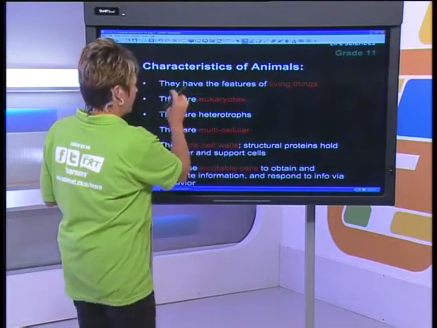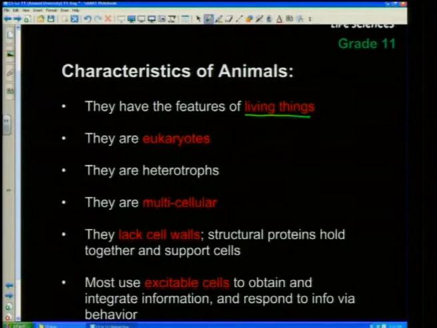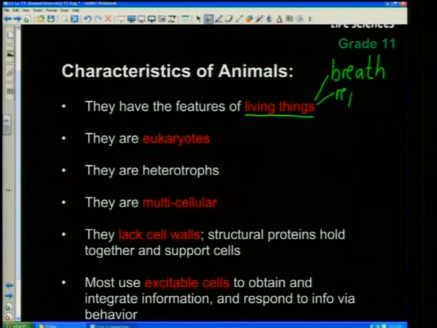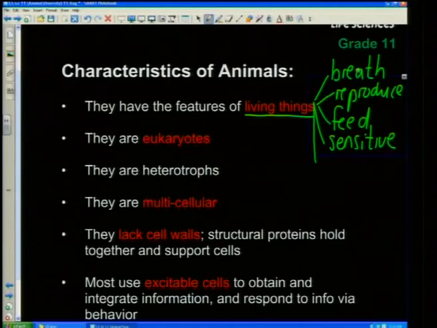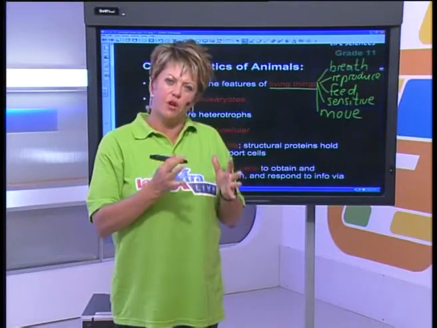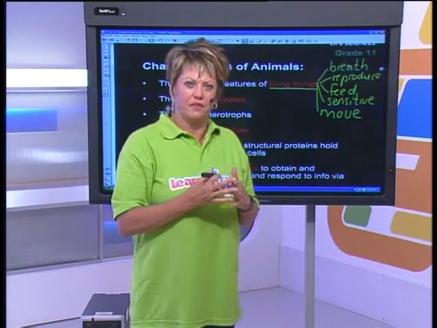Now, first of all, they have the features of living things. In grade 8 already, actually in primary school, I think you've learned about this, that these characteristics are things like: animals can breathe, they can reproduce, they can feed, which means that they're actually eating food. They are sensitive to the environment, which means that they react to the environment. Can you think of some more? All right, they can move. So those are mainly the different characteristics that make this group of animals alive.